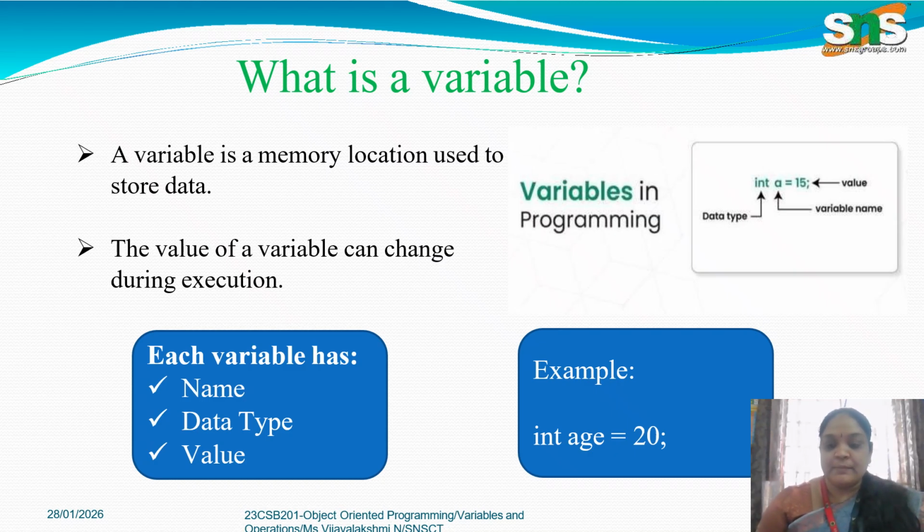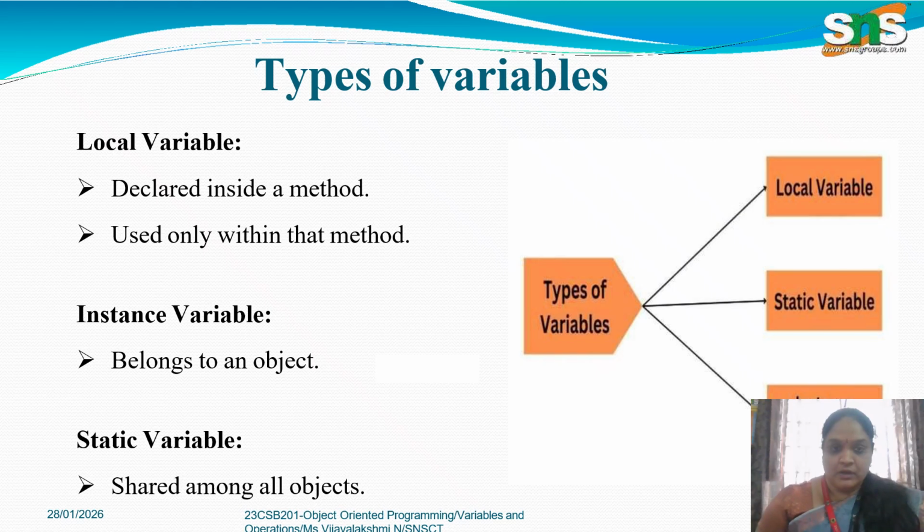So this is the simple example they have given. The data type we are going to use is integer, with the name of the variable as age, and the value stored in age is 20. That's the diagrammatic representation they have mentioned. And what are the types of variable? We have 3 types of variable in Java: local variable, instance variable, and static variable.